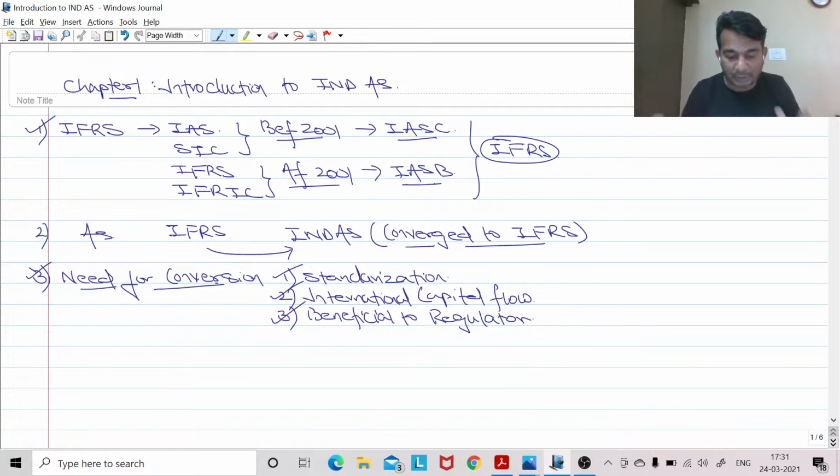Now, in your country, guys, in India, we have three standards. First one is AS, second one is IND AS, and third one is IFRS. What is AS? Accounting standards. What is IND AS? They are IFRS converged standards. What is IFRS? They are international financial reporting standards.